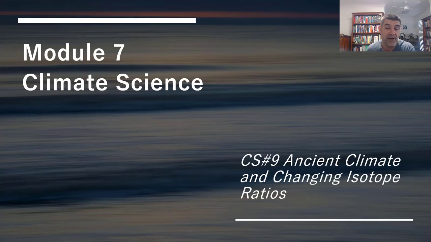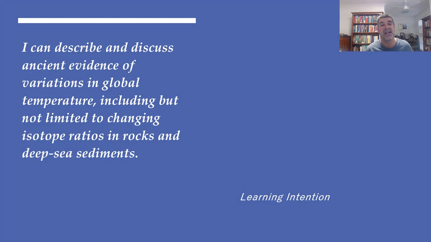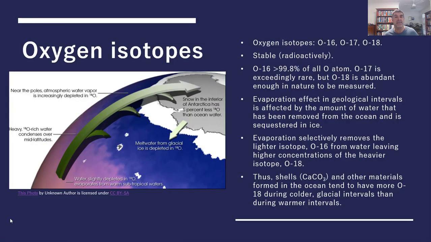This time we're going to be focusing on changing isotope ratios. So it's the last of these describe and discuss ancient evidence of variations in global temperature, because this time we're going to be looking at changing isotope ratios in rocks and deep sea sediments. So the first thing we need to do is have a little bit of a discussion about isotopes. So this hopefully will just form a small memory jogger.